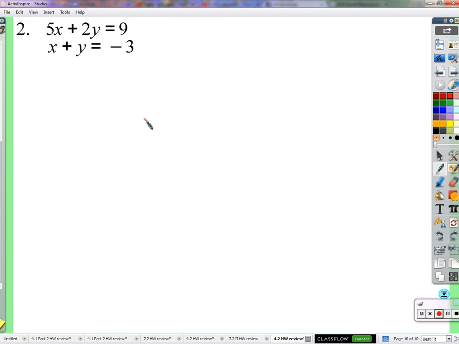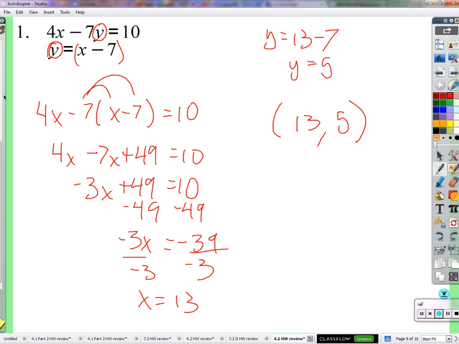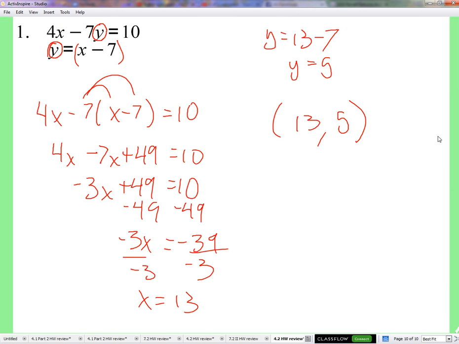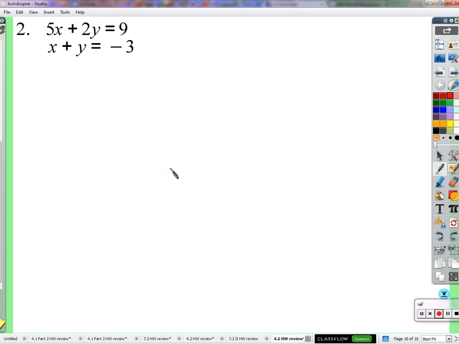Now, in the previous one, y was already equal to an expression, so the substitution was ready to go. But in this one, it's not so ready to go. We need to make one of the equations give us something to substitute. The first equation could be used, but look how easy it would be to get this y by itself. Subtract x from both sides, and we have y equals negative 3 minus x. We just changed this equation into this equation. They have the same relationship between x and y, same solutions. But now it tells us that y is the same as negative 3 minus x.